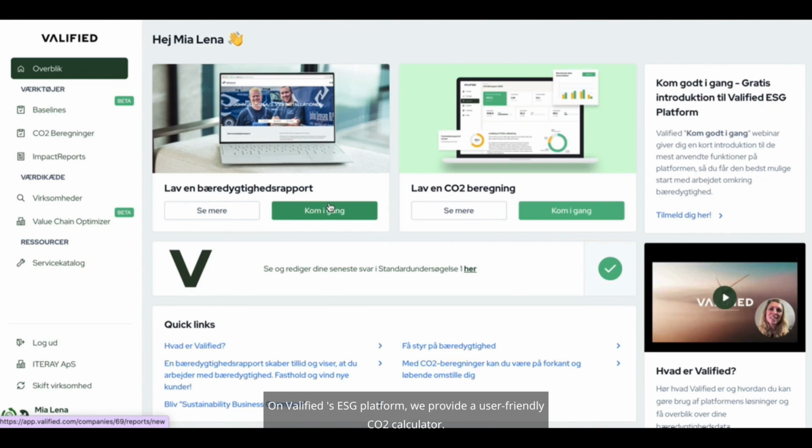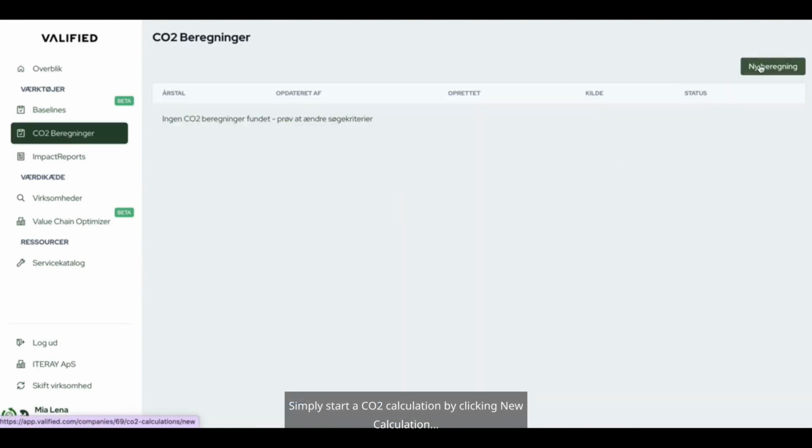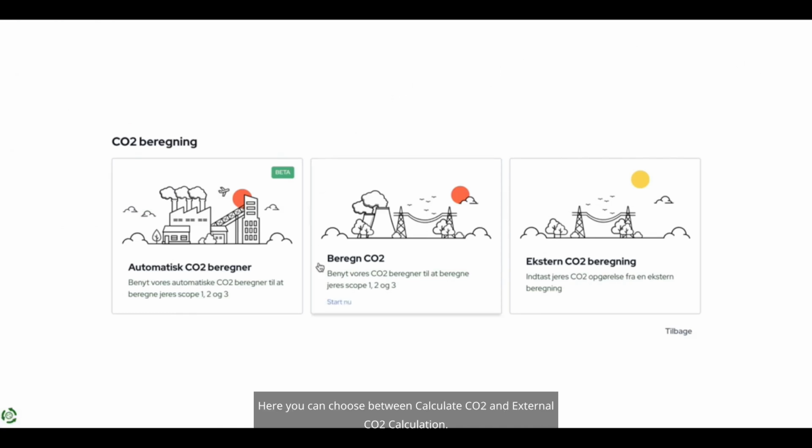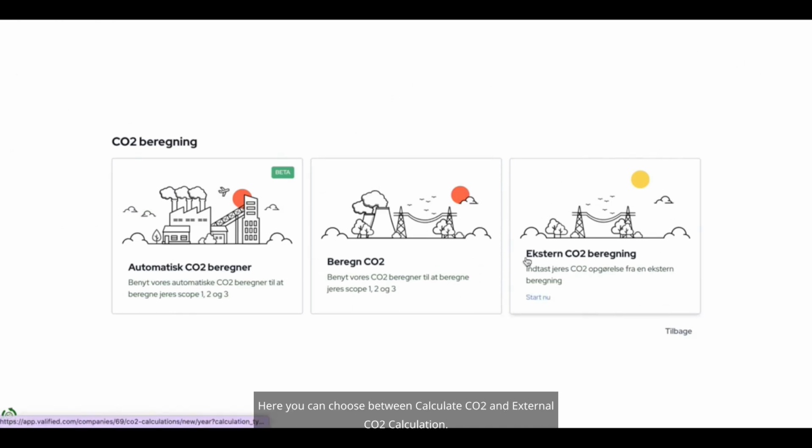On Valified's ESG platform, we provide a user-friendly CO2 calculator. You can find the CO2 calculator in your overview under CO2 calculations in the main menu. Simply start a CO2 calculation by clicking New Calculation. Here you can choose between Calculate CO2 and External CO2 Calculation.